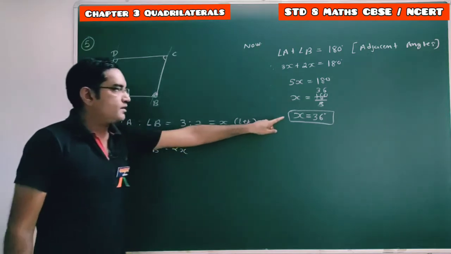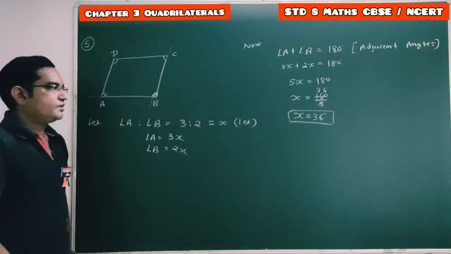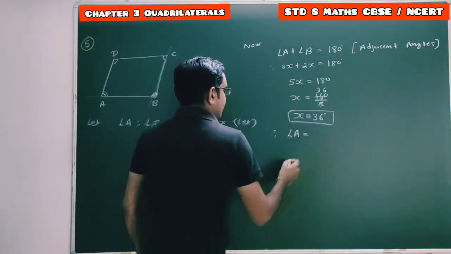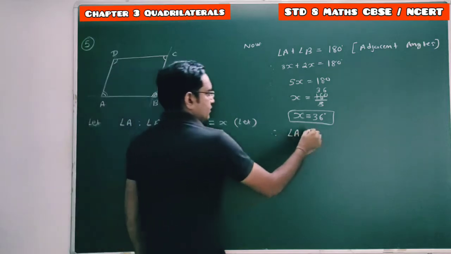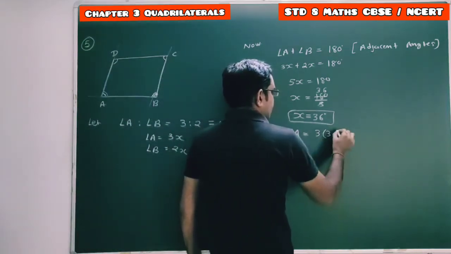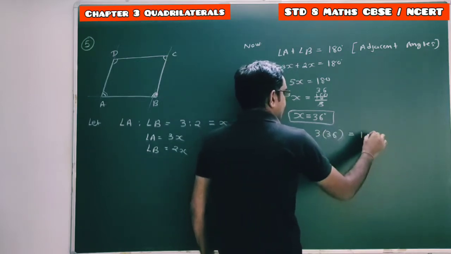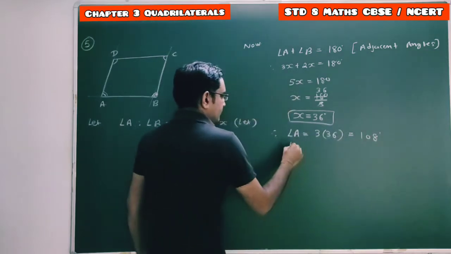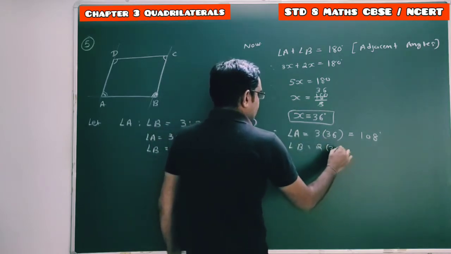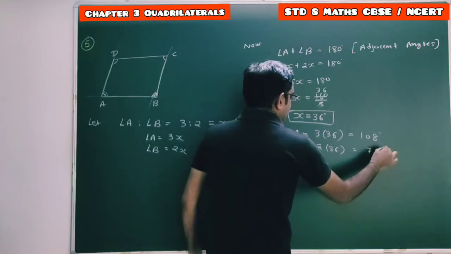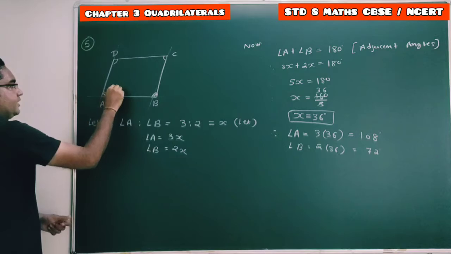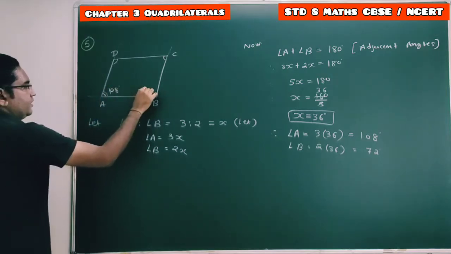Our question is to find the measure of all the angles of this parallelogram. By taking the value of x, we can find the value of A and B. The measure of angle A, which is 3 into x, is 3 into 36. 3 6s are 18, 3 3s are 9, plus 1, 108. The measure of angle B is 2 into 36, which is 72 degrees. So the measure of angle A is 108 degrees, and the measure of angle B is 72 degrees.